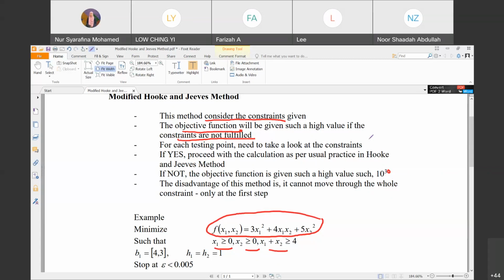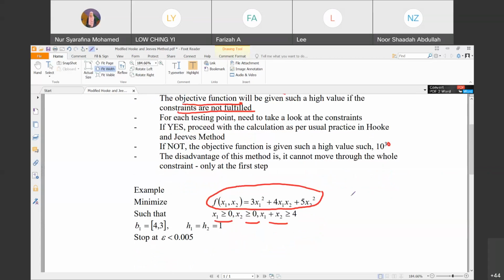All right, so now let's take a look at the example here. The idea here is the same as the Hooke and Jeeves method we did previously, but only if the constraint is not fulfilled, then we substitute the high value of 10 to the power of 30 in the objective function. So how can we do this? Let's take a look at this example here.